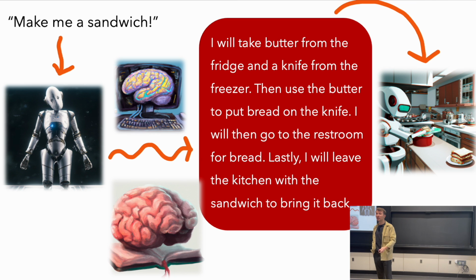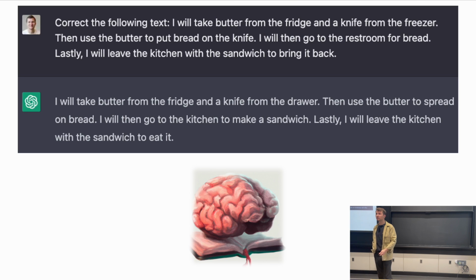So we can use ChatGPT, for example, to just say, hey, take this text and just correct it. And here ChatGPT says, oh, I will take butter from the fridge and knife from the drawer. Yeah, it makes much more sense. Then use the butter to spread the bread. Yes. I will then go to the kitchen to make a sandwich. Okay, sure. Last, I will leave the kitchen with the sandwich to eat.